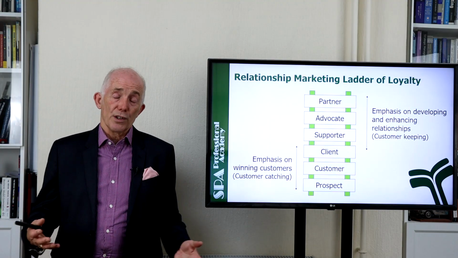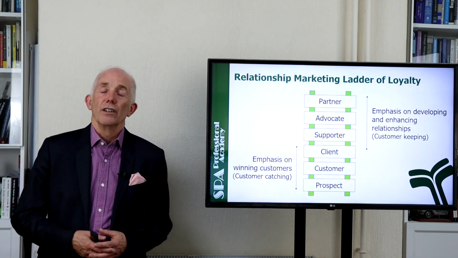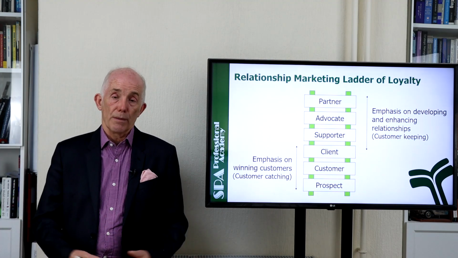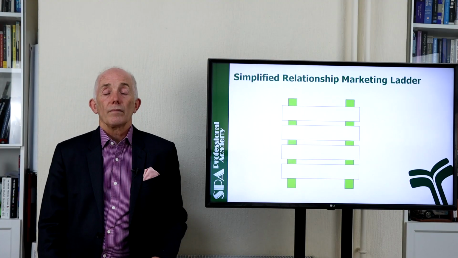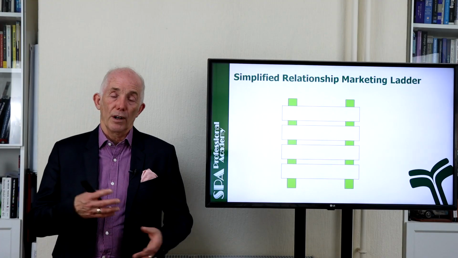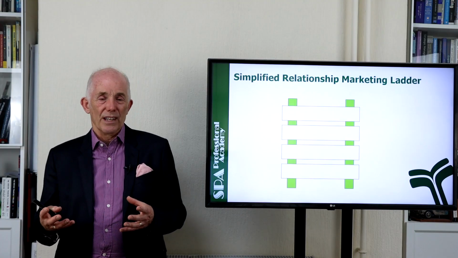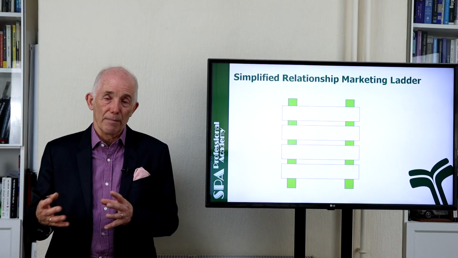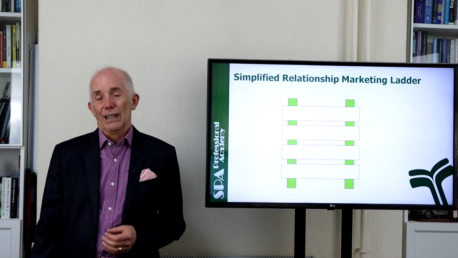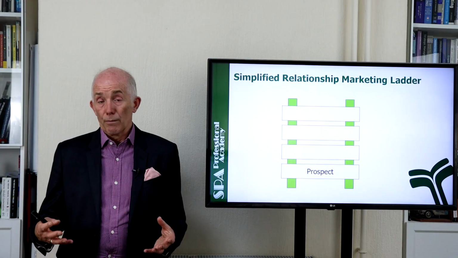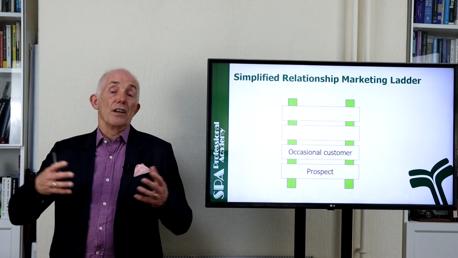So that's the relationship marketing ladder as defined by Christopher, Payne and Ballantyne in their book Relationship Marketing, first published in 2002. However, we could look at a much more simplified relationship marketing ladder. There are lots of variations on this, so I'm not crediting this one to anybody in particular because I saw various ones and mashed them together a little bit. It still has the level of prospect at the bottom, somebody that isn't currently a customer, an occasional customer.